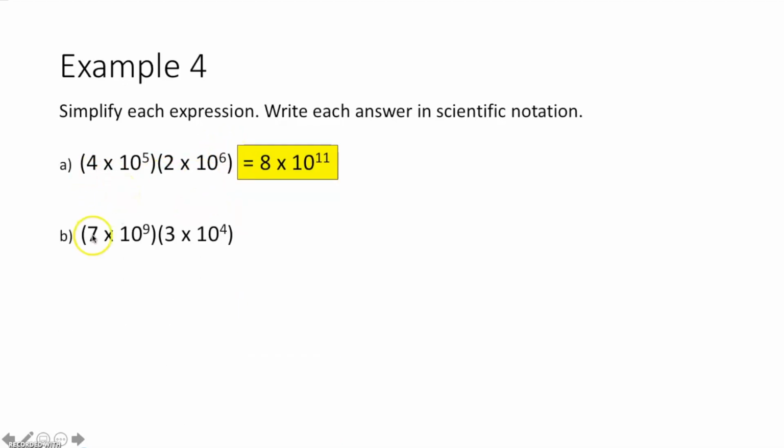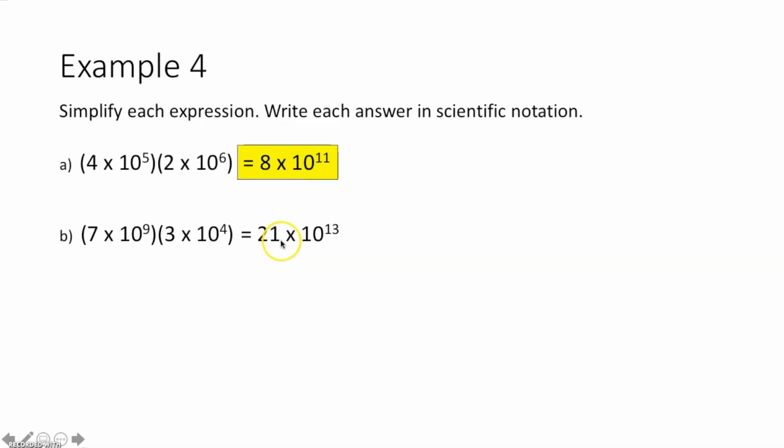Let's try B. So B, we want to multiply the numbers out front together. So what's 7 times 3? That's 21. And then we're going to add the exponents for the tens. So what's 9 plus 4? That's going to be 13. So we get 21 times 10 to the 13th power. Now, the only problem is that we now have a number out front that is not between 1 and 10. So we have to make it between 1 and 10 because your answer has to be in scientific notation.